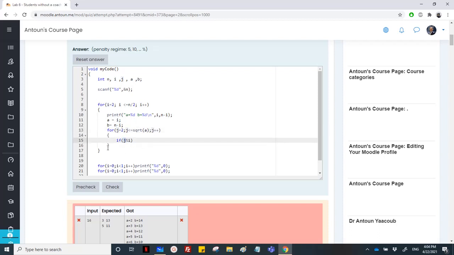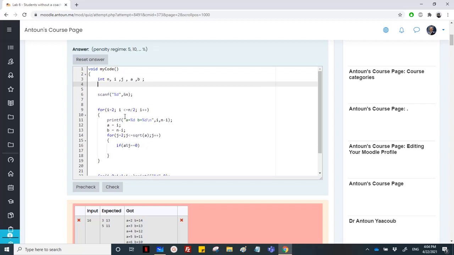and if j divides, so j is the number, so if A modulo j is equal to 0, so if A is divided by any of these numbers, obviously I should say that this number is not a prime. So for that, we'll be using flags, obviously, because I need to do a break. So whenever I found a divisor, I do a break, but before that, I need to use a flag.